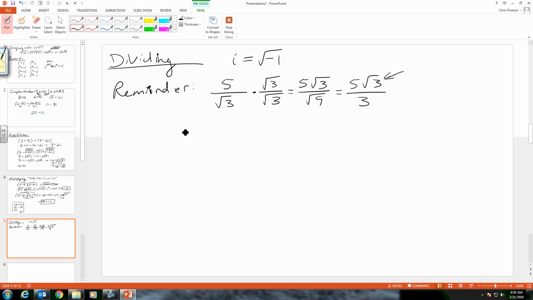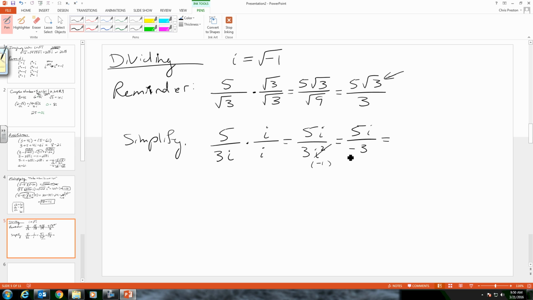Now it's okay to have roots on the top, but it's not okay to have roots on the bottom. So you can think of something similar, like simplify 5 over 3i. I don't want an i in the bottom. So what I'm going to do is multiply top and bottom by i. That's going to give me i squared on the bottom, and i squared by definition is -1. So 3 times -1 is -3.